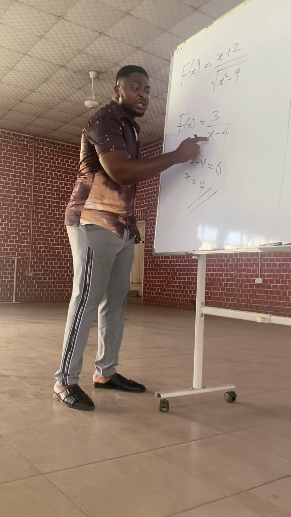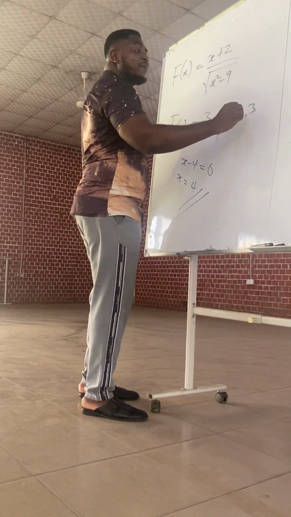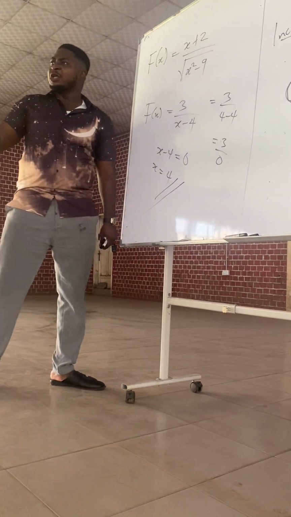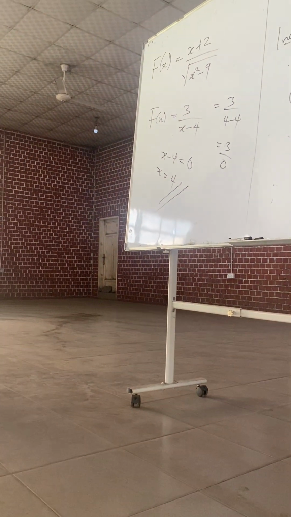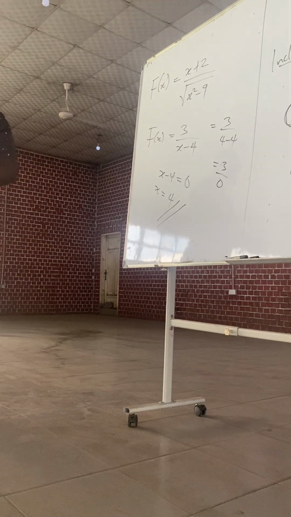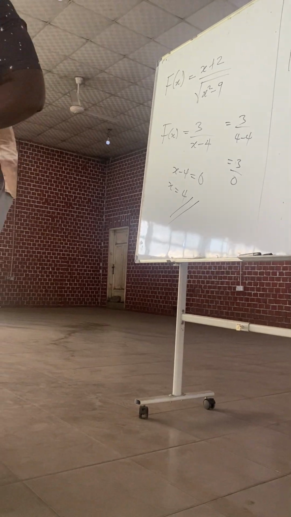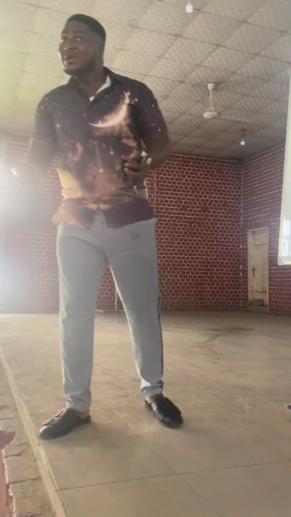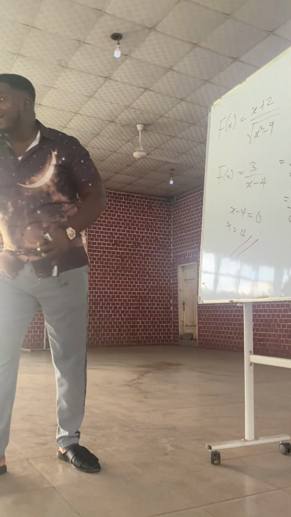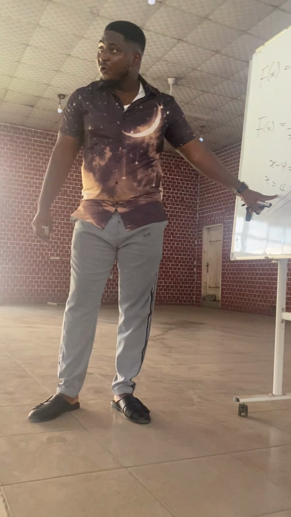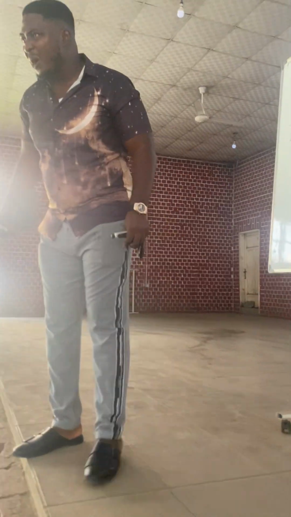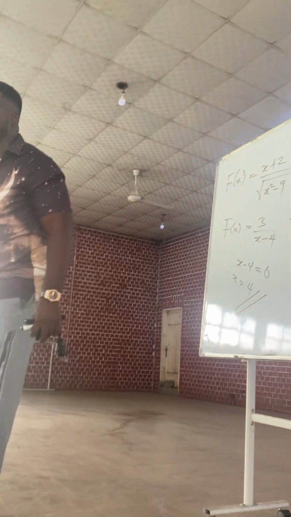Because class, you put 4 into this function, see what will happen? 3 all over 4 minus 4. What is 4 minus 4? 3 divided by 0. Punch the calculator: 3 divided by 0, math error. Anytime the calculator tells you math error, it's telling you that the number does not exist. The function does not exist. So what did we put into the function that made us have math error? 4. So therefore 4 cannot be our domain. So you say all real numbers except 4.